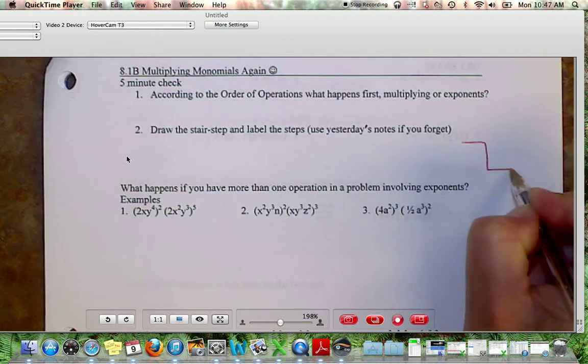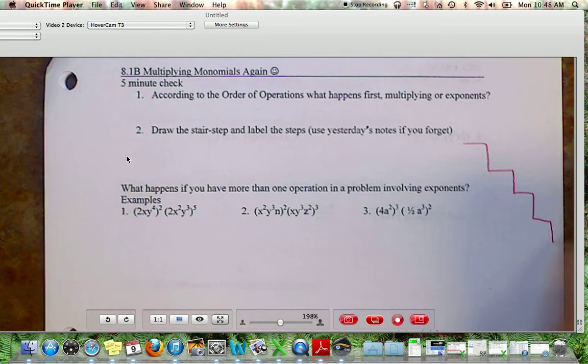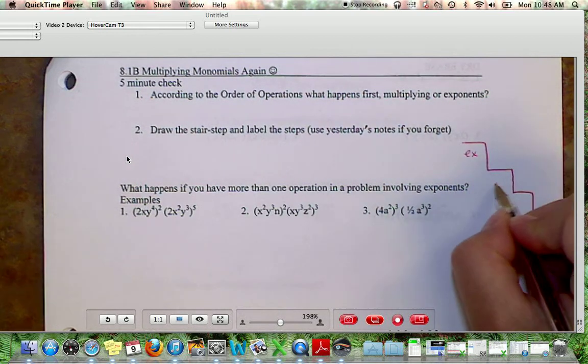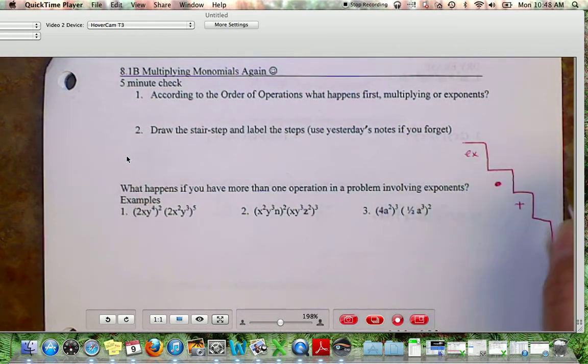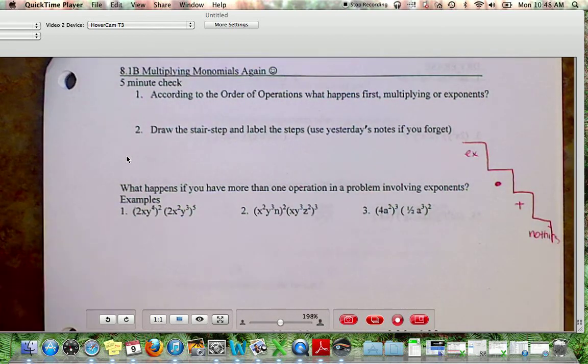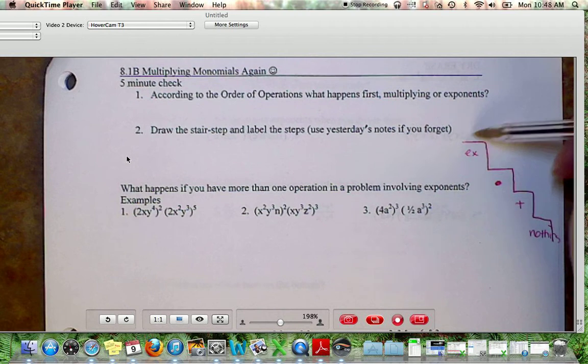So the stair step has 4 steps. We're not going to use all 4 right now, but we start with the exponents, multiplication, addition, and then nothing down here at the bottom. And you want to move down the stair step. Remember we talked about how the stair step is basically the order of operations, but it's missing a few of the steps. But you're going to start at the top of the staircase and move down.